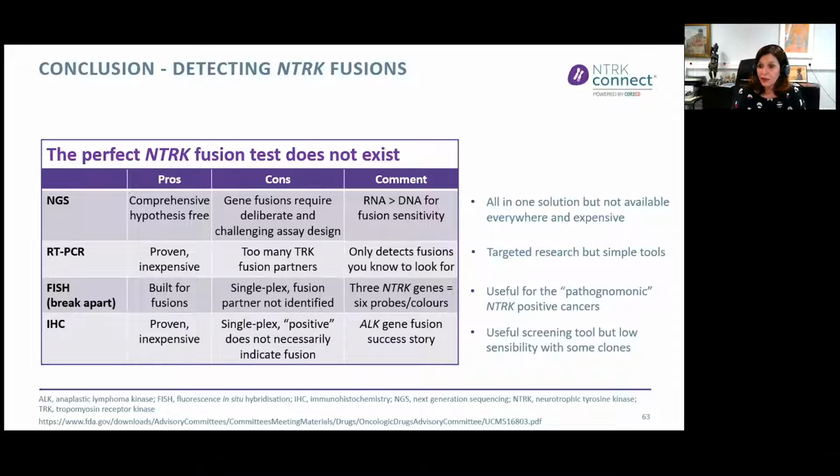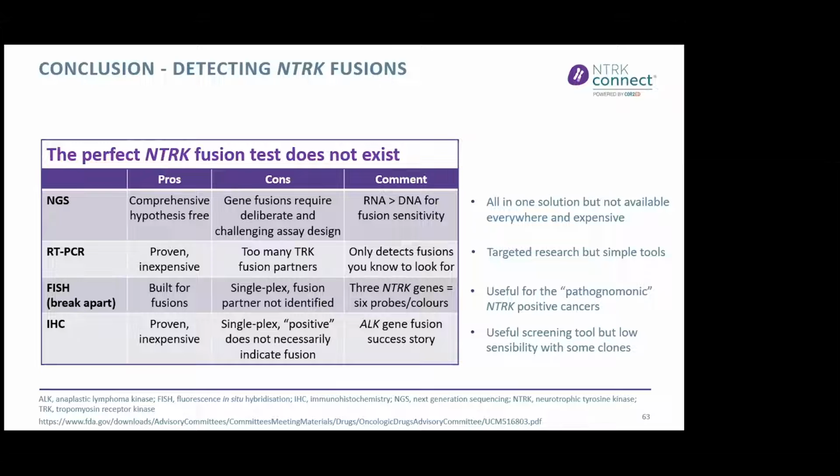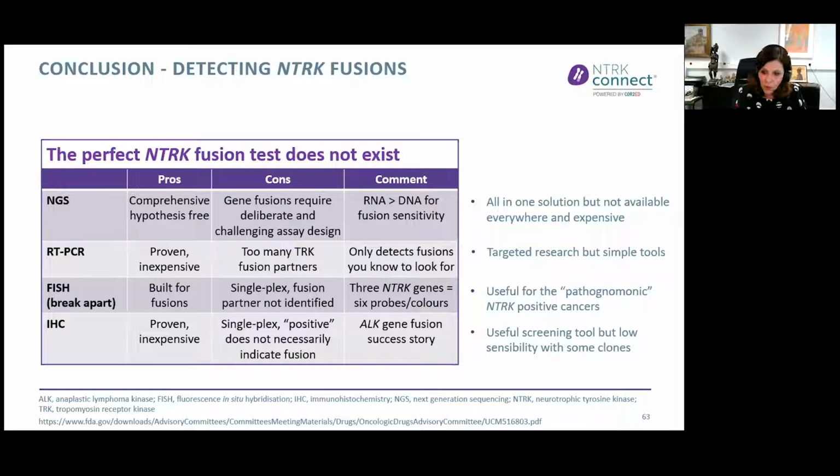RT-PCR is a targeted research. It's a very simple tool, but it's only detecting the fusion you know and you are looking for. So just for very specific alterations. For FISH, it's useful for the pathognomonic NTRK positive cancer. It's something that we have been using for many years as pathologists for the diagnosis of, for instance, secretory breast cancer. But we have to know the limitation, and we have to use 3 different probes.